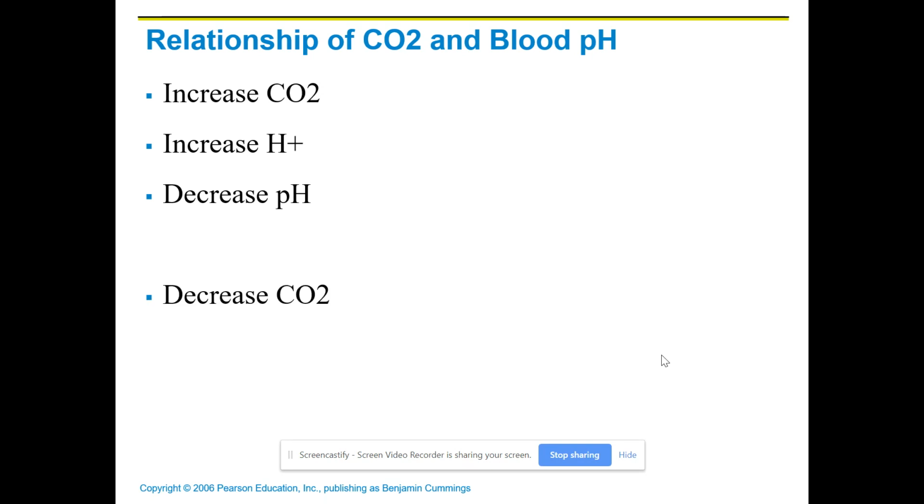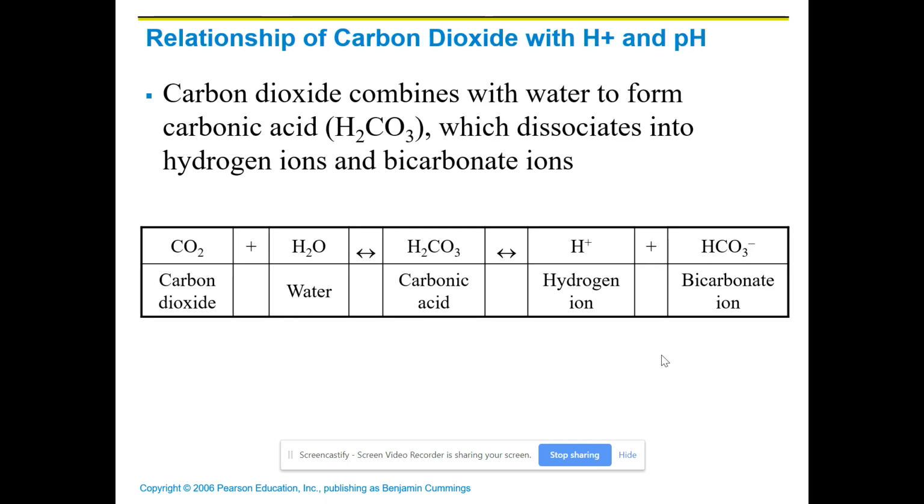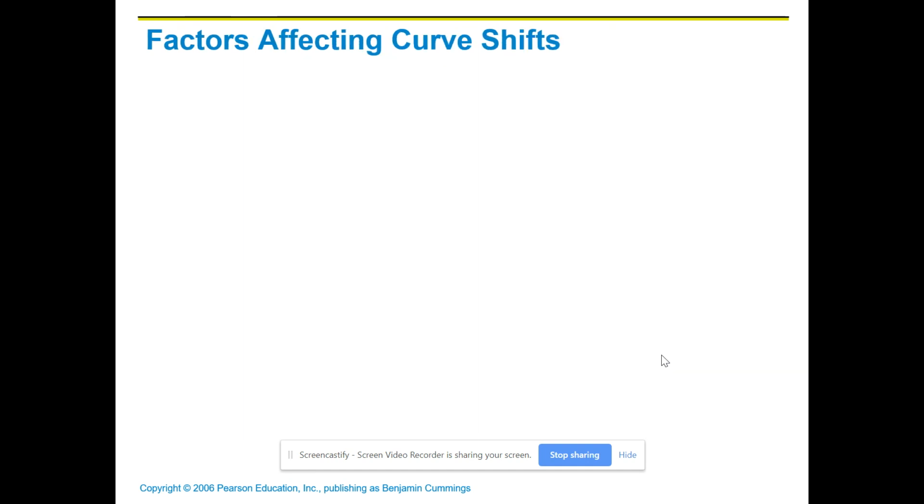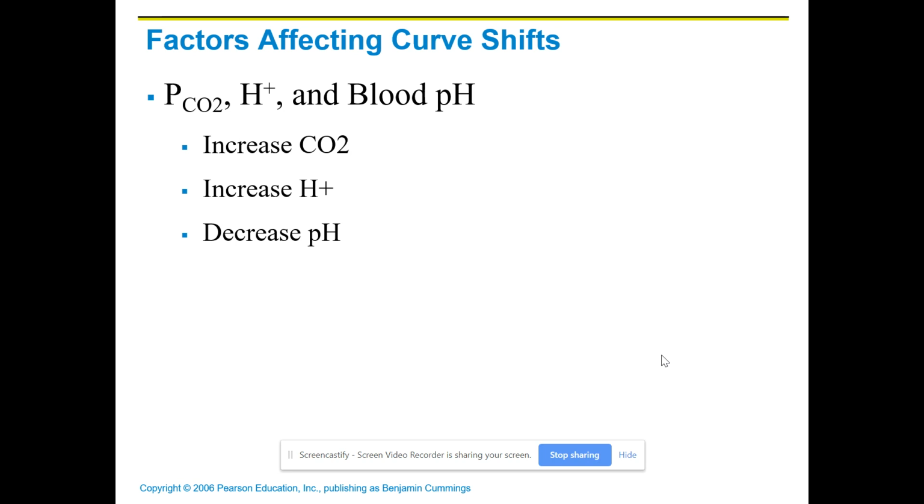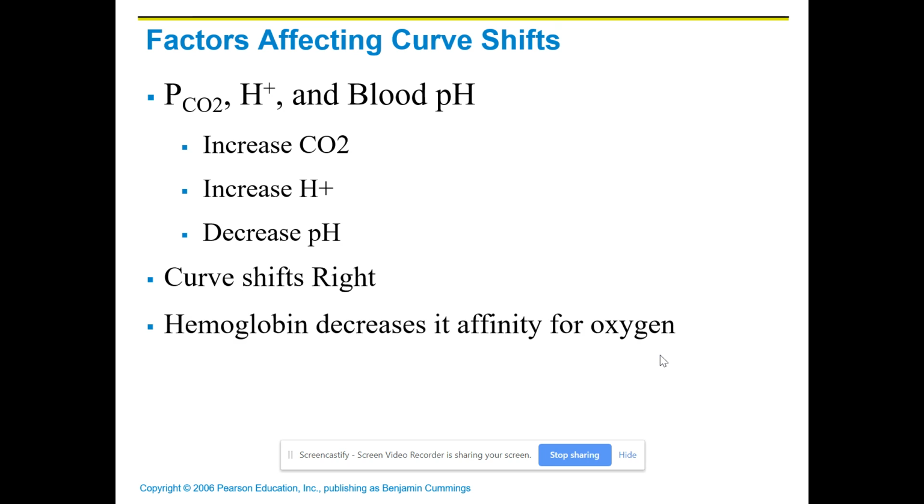If I decrease carbon dioxide concentration, remember that there's going to be less carbonic acid. Automatically, I'm going to decrease the number of hydrogen ions, and automatically, I'm going to increase the pH. These three are always connected to each other because of this equation. They're so connected to each other that when we produce a graph, we don't need separate graphs. We use the same graph because they're exactly the same. If I increase the carbon dioxide, or I increase the hydrogen ion, or I decrease the pH, the curve shifts to the right. And if the curve shifts to the right, affinity goes down, and it's easier to unload.